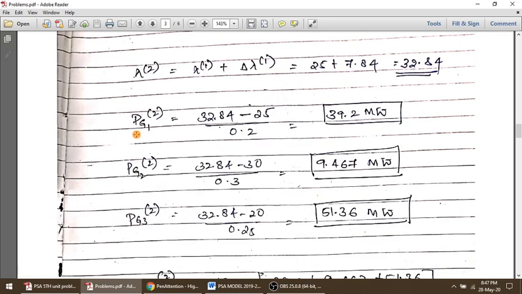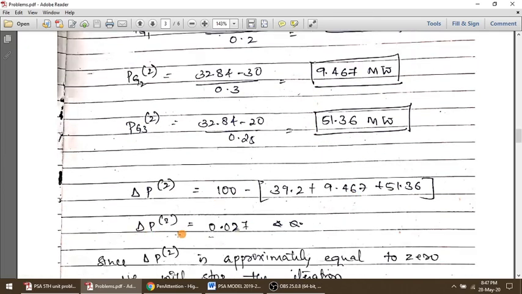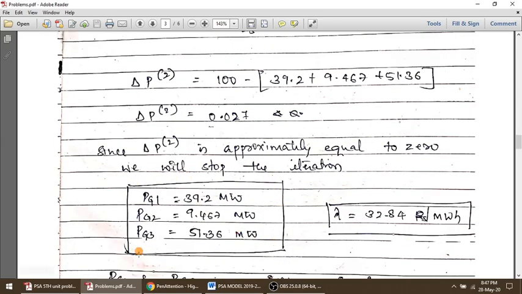Now we will calculate Pg1 of 2, Pg2 of 2, Pg3 of 2, and we get these values, and we calculate delta P of 2, and we have got around 0.027, which is approximately equal to 0, and we will stop the iteration here. So now we have taken these final values. So this is the procedure that we had followed in the previous problem.